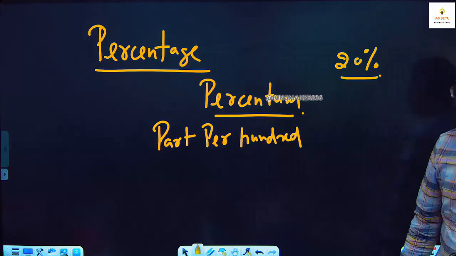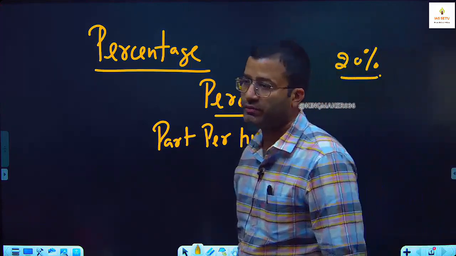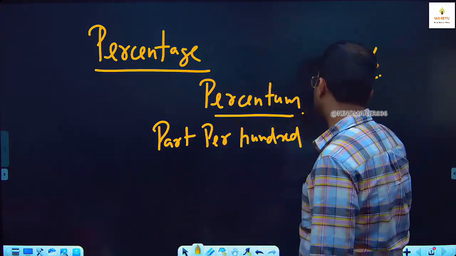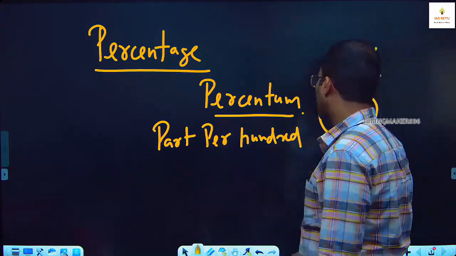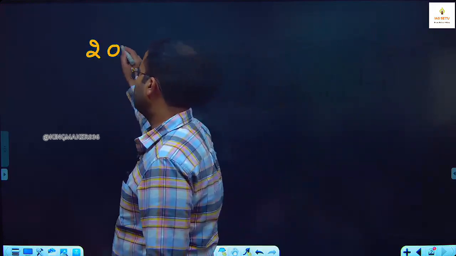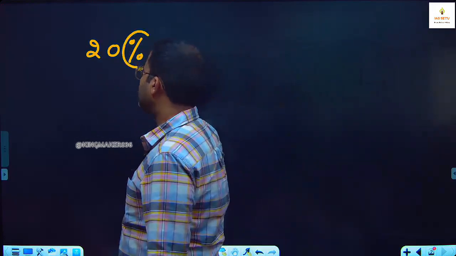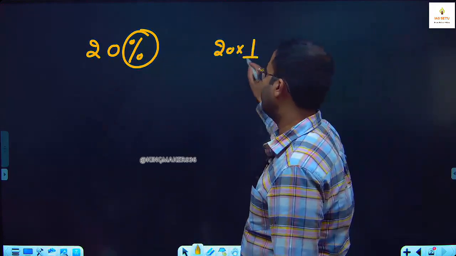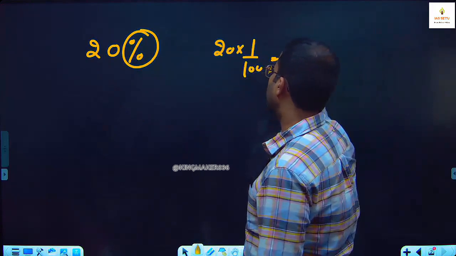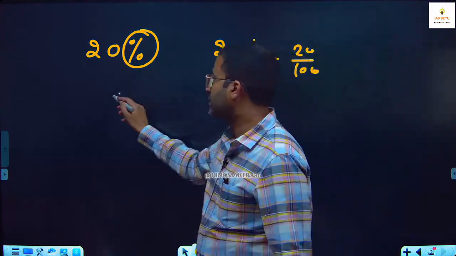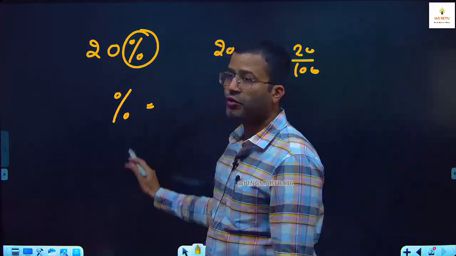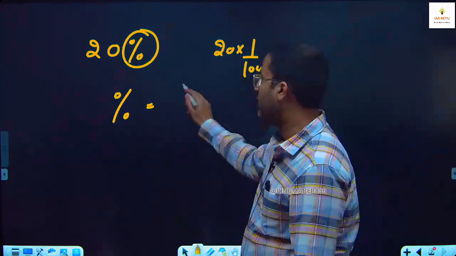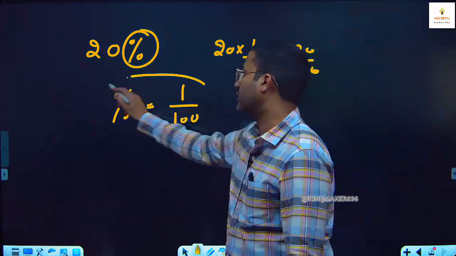If you got 50% marks, it is 50 marks out of 100 marks. And this is our percentage symbol. Now here, like this is 20%. This percentage symbol itself is like 20 into 1 upon 100. It is 20 upon 100. So if you ask me what is the value of the percentage symbol, it is 1 upon 100.